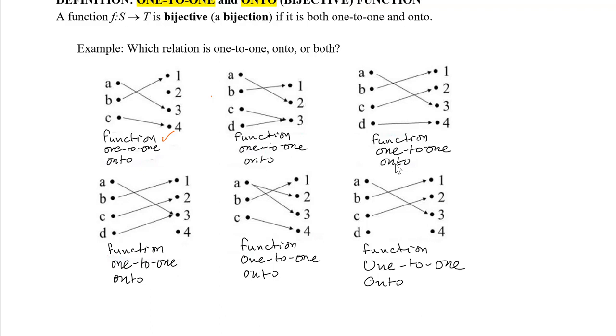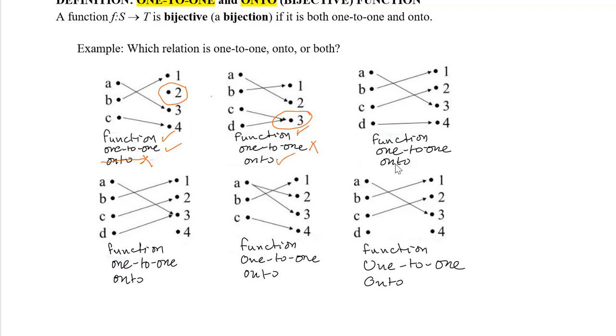But is this one-to-one? I would say yes, because all of them are one-to-one, that's good. But is this onto? No, it's not an onto function. Why? Because this 2 here is by itself. The second example here, is this a function? Yes, this one is a function. Is it one-to-one? No. This is what causes it not to be one-to-one. Is this onto? Yes, nothing is left by itself here, so it's an onto function.